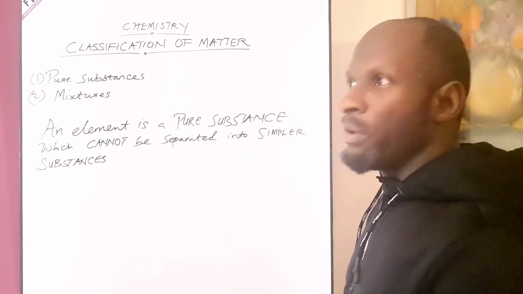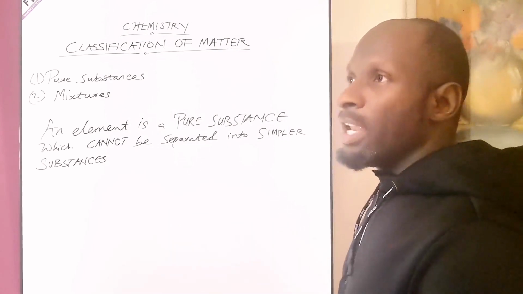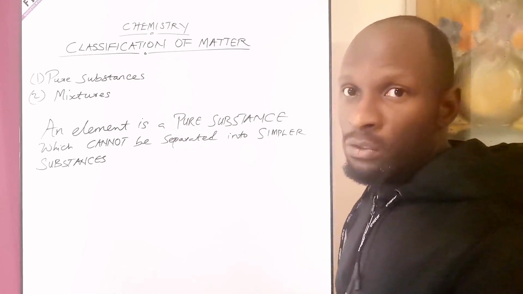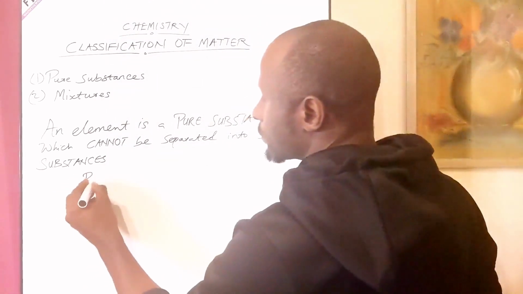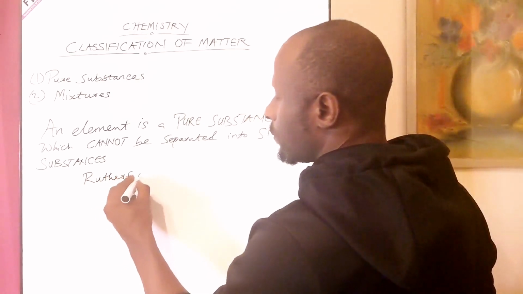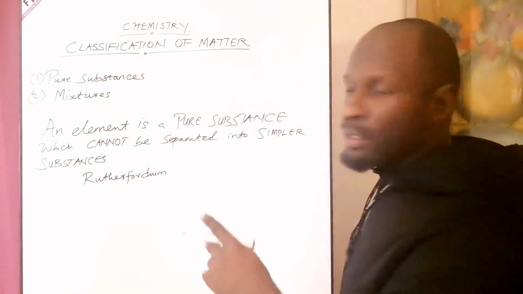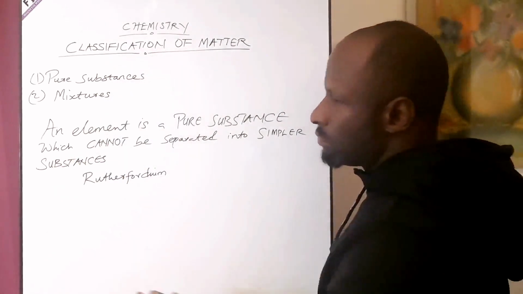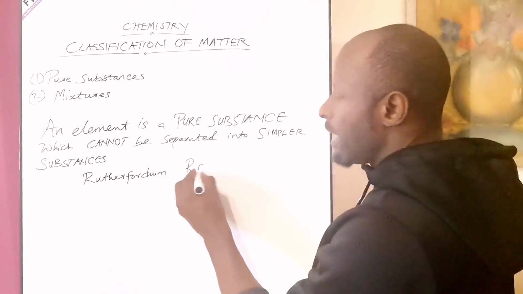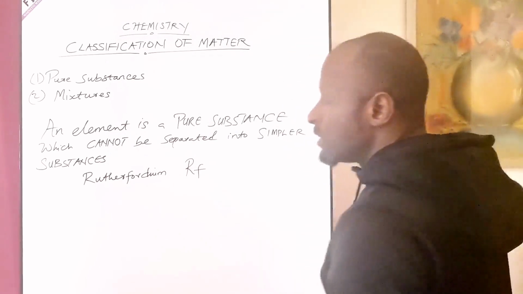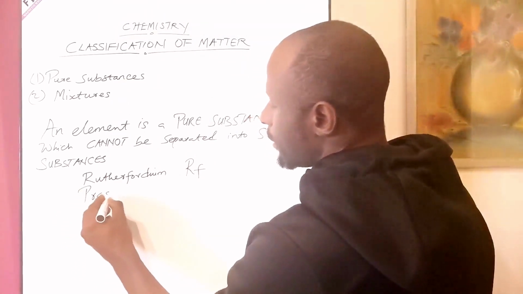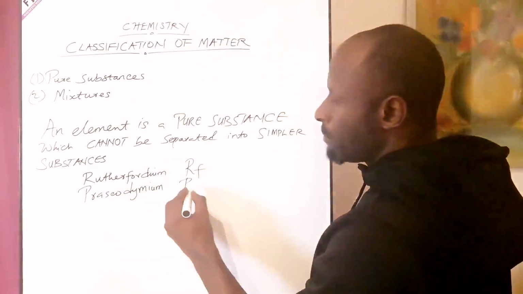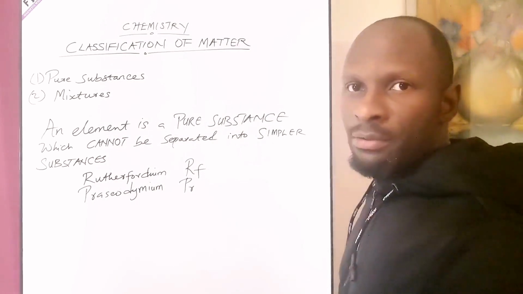I'll give you two examples of very long names. The longest elemental name you have is Rutherfordium, which is a name given to an element in honor of Rutherford. Rutherfordium. This is an element. If you see the name is too long for you to start writing, instead of wasting time, you just represent it with the elemental symbol, which is Rf. Another one is Praseodymium, which is represented with Pr. You see? Pr. Okay.